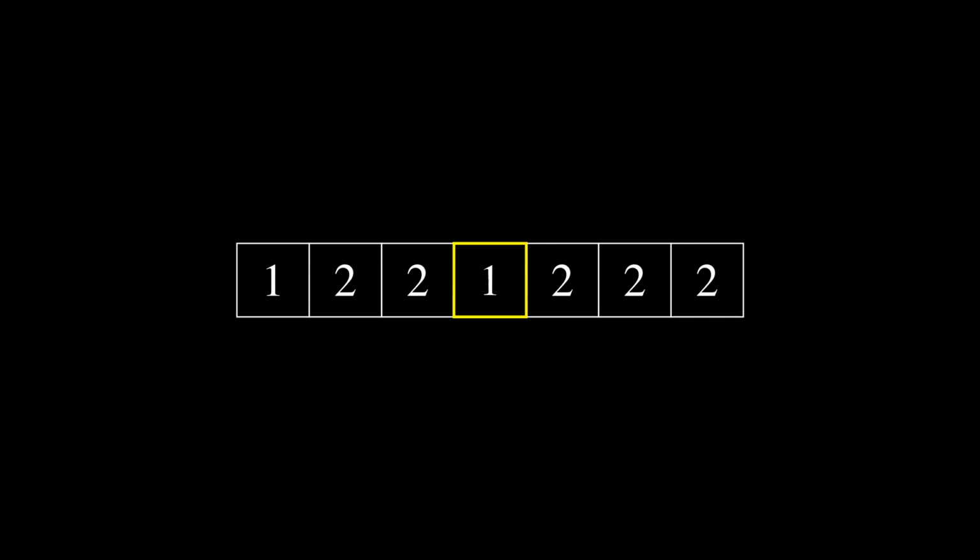In the second type of query, we have to change an element in the array from a 1 to 2 or from a 2 to 1. So we choose an element and alternate it between a 1 and a 2.